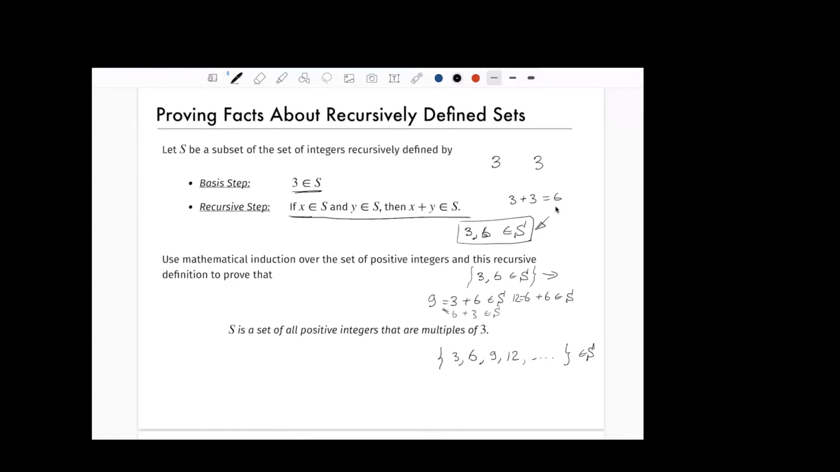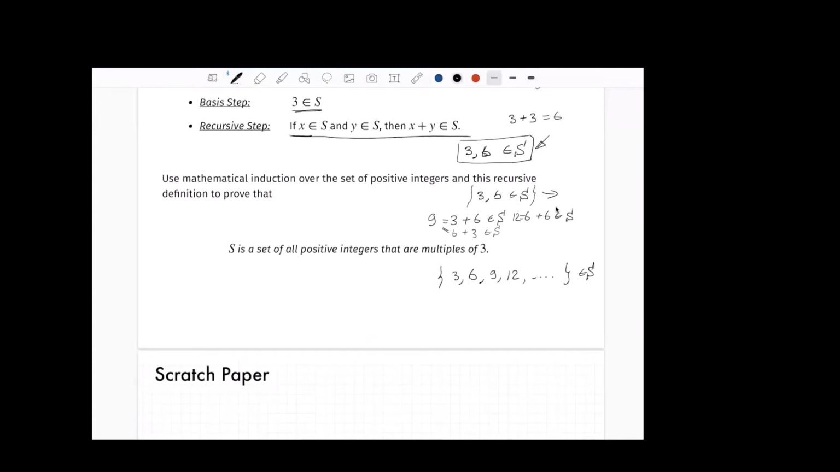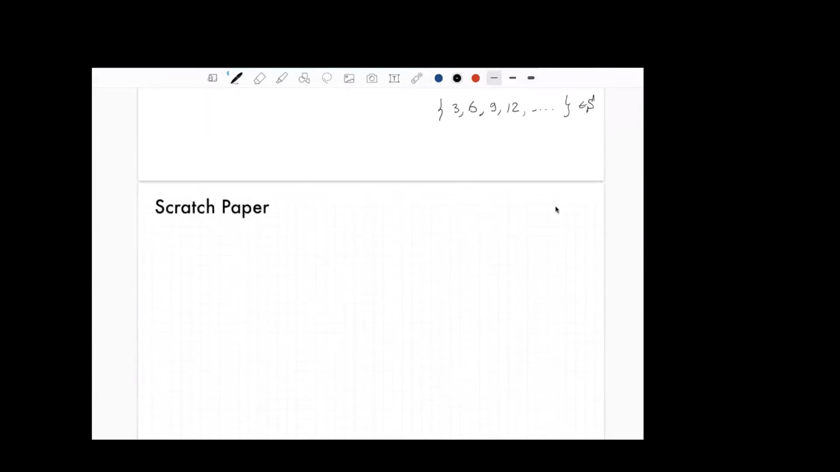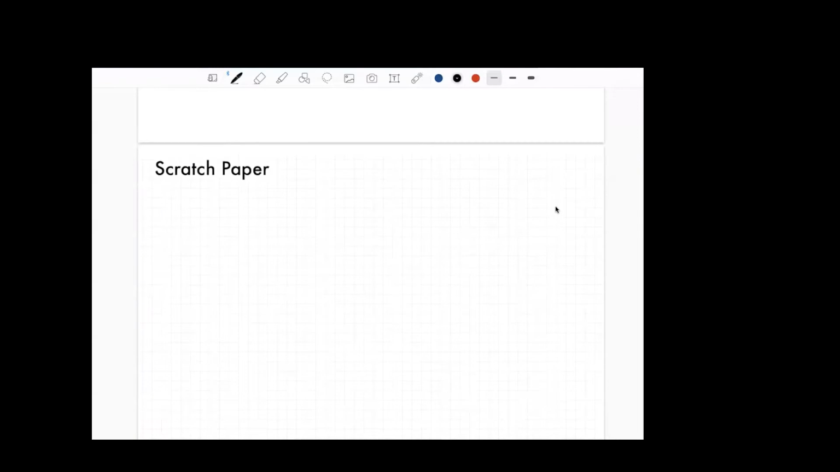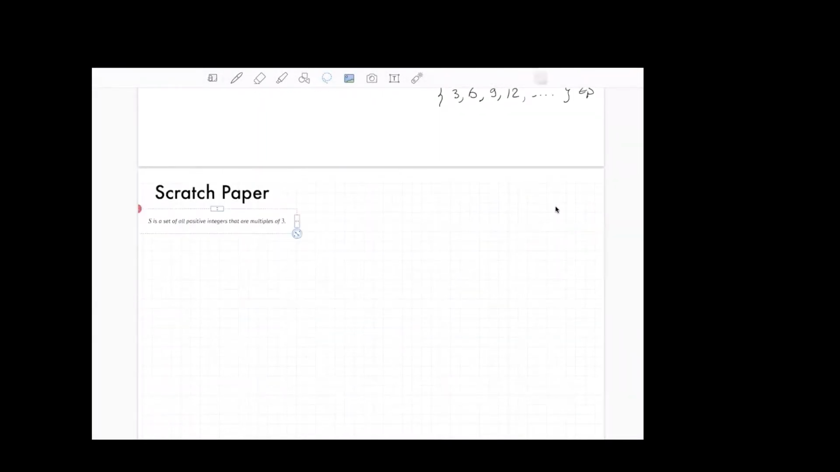So once you've generated a few elements, you now begin to suspect that maybe all of the elements that are generated by this rule are multiples of 3. But it's one thing to suspect and have a hunch and intuition, and another thing to prove it. Well, we're going to have to prove it, and we'll use induction to prove this. So here's the statement that I'd like to prove. This is our statement. Let's copy that here. We'll call this a theorem, and now let's start proving it.